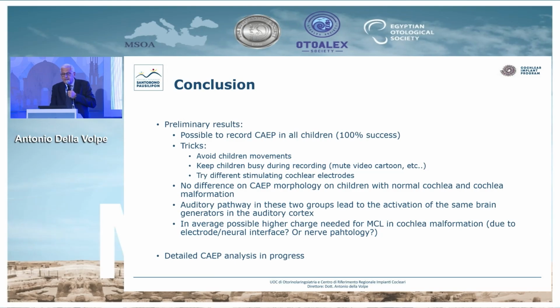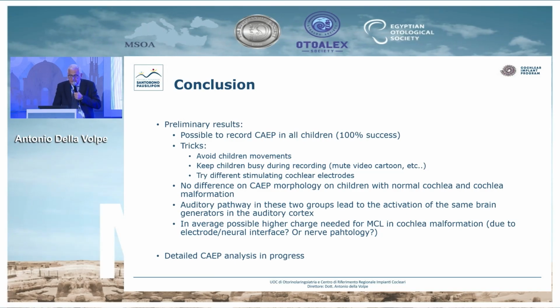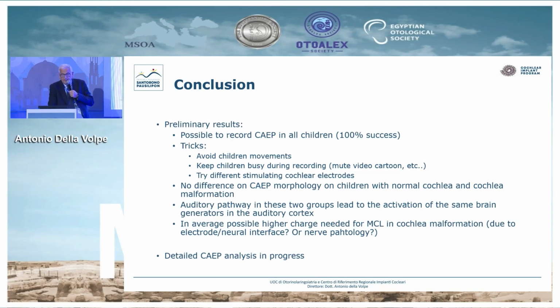Try different stimulating cochlear electrodes. No difference in cochlear potential morphology in children with normal cochlea and cochlear malformation. The auditory pathway in these two groups leads to the activation of the same brain generators in the auditory cortex. On average, possibly high charge is needed for MCL in cochlear malformation, maybe due to the electron-neural interface, or nerve pathology.